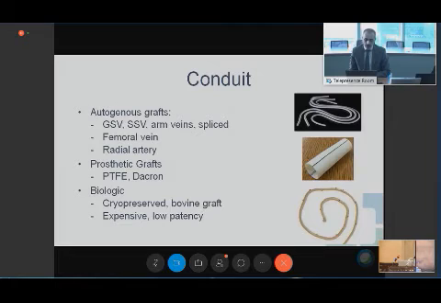So this is the conduits. We talked about the vein conduit. If we don't have vein, we use prosthetic. Heparin-bound PTFE and Dacrons are the most commonly used. And biological ones are preserved for the infected fields because they're expensive and they have low patency.